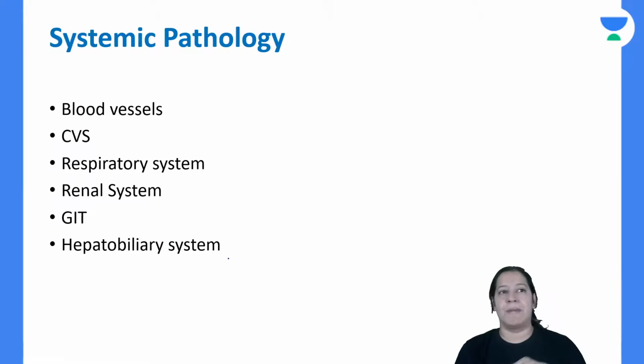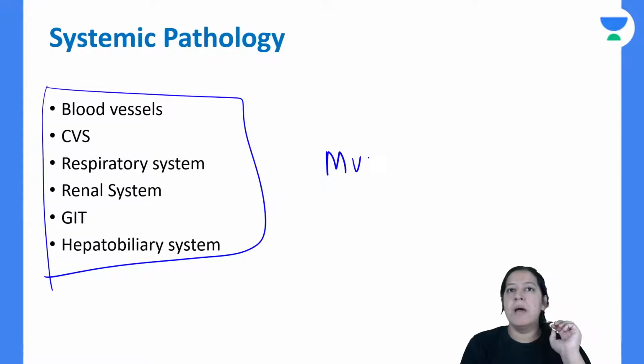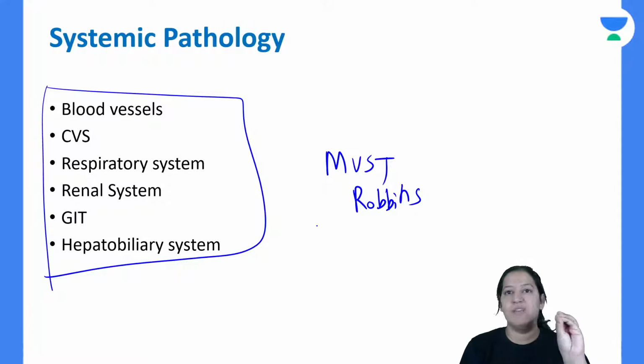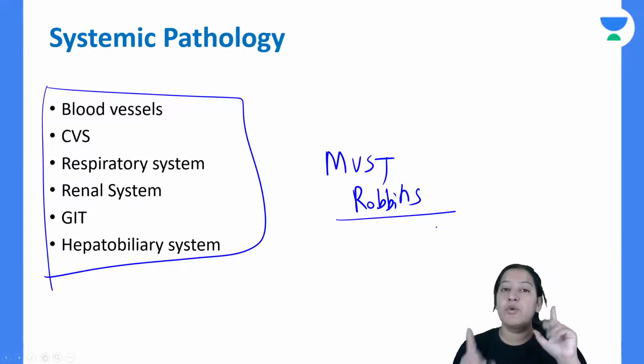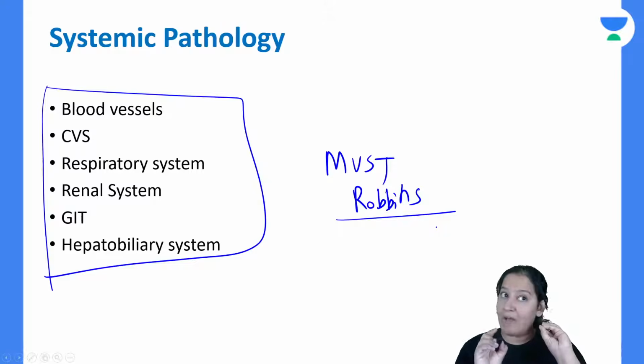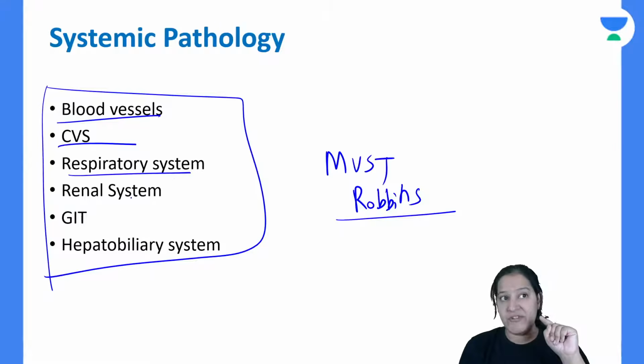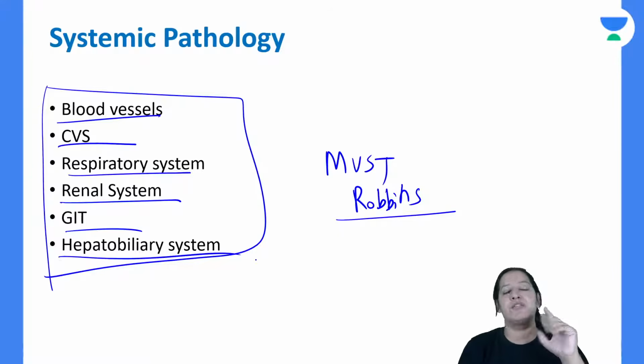Let me come to systemic. In systemic, these are the 6 systems which are must read from Robbins. You cannot escape these 5 or 6 systems from Robbins. If you have skipped it once, you are making the biggest mistake of your life, let me tell you. That is in volume 2, you have to read these 6 systems: blood vessels, cardiovascular system, respiratory system, renal system, GIT and hepatobiliary system. Believe me, you have to read these 6 systems from the Robbins.